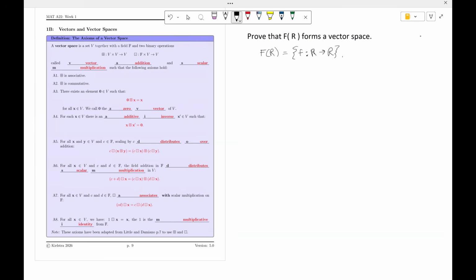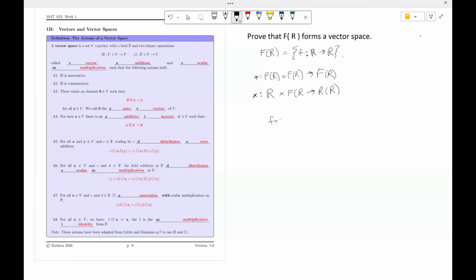Okay? Now, with this set of functions, we have to talk about how we add functions. So we need addition, which maps F(R) cross F(R) to F(R). And we need multiplication. Now, multiplication is going to take R cross F(R) and map it to F(R). These are the two operators, but we need to define them. And here's how we define them.